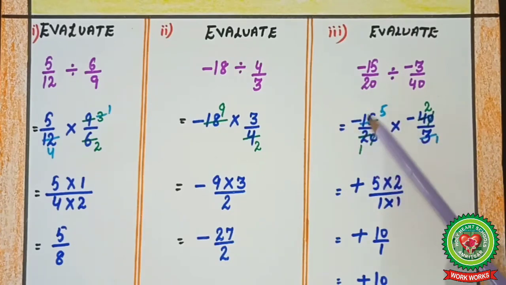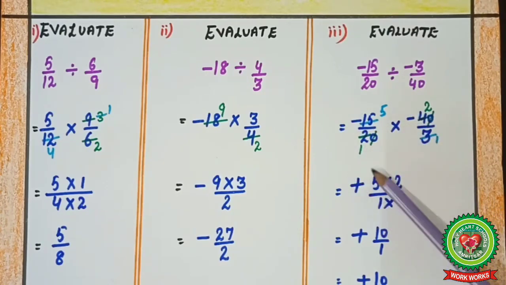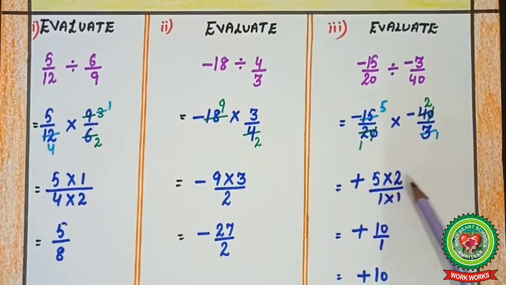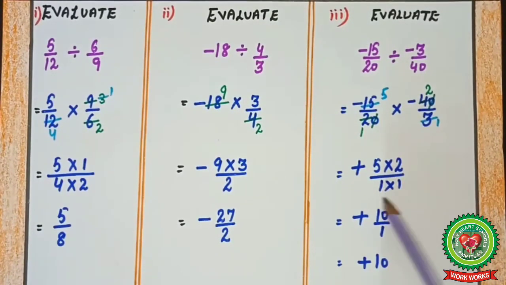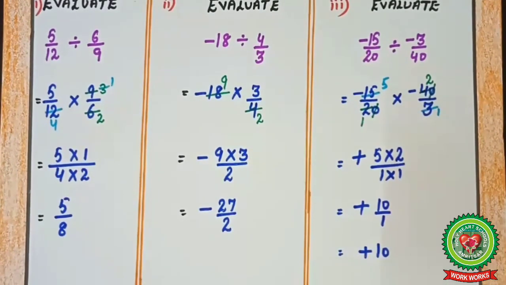Now here you can see that minus and minus are getting multiplied. That means like signs are getting multiplied, so the answer will be plus. So you are left with 5 into 2 upon 1 into 1. So you will have plus 5 into 2, that will be 10, upon 1 into 1 will be 1. So the answer will be plus 10 upon 1, or simply you can write here plus 10.